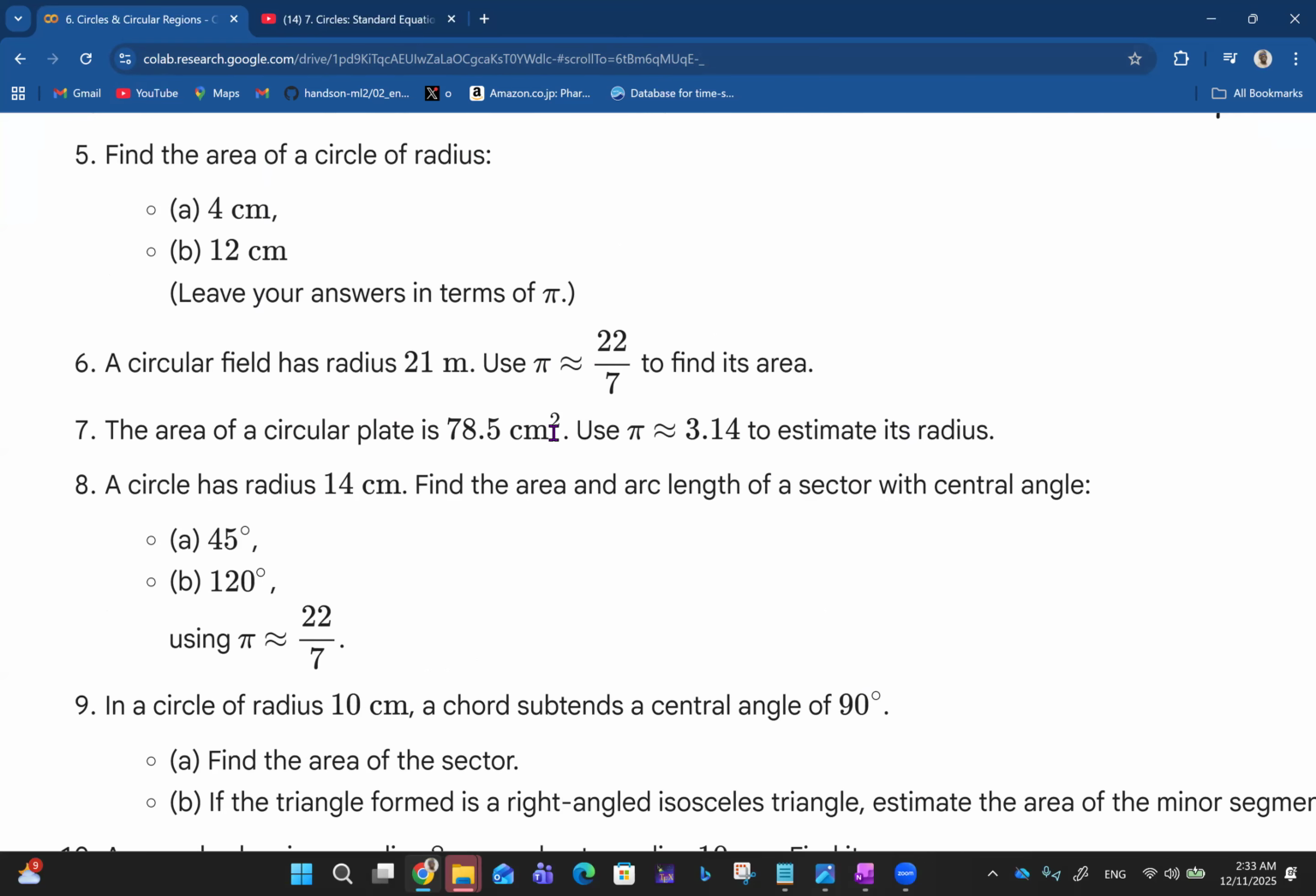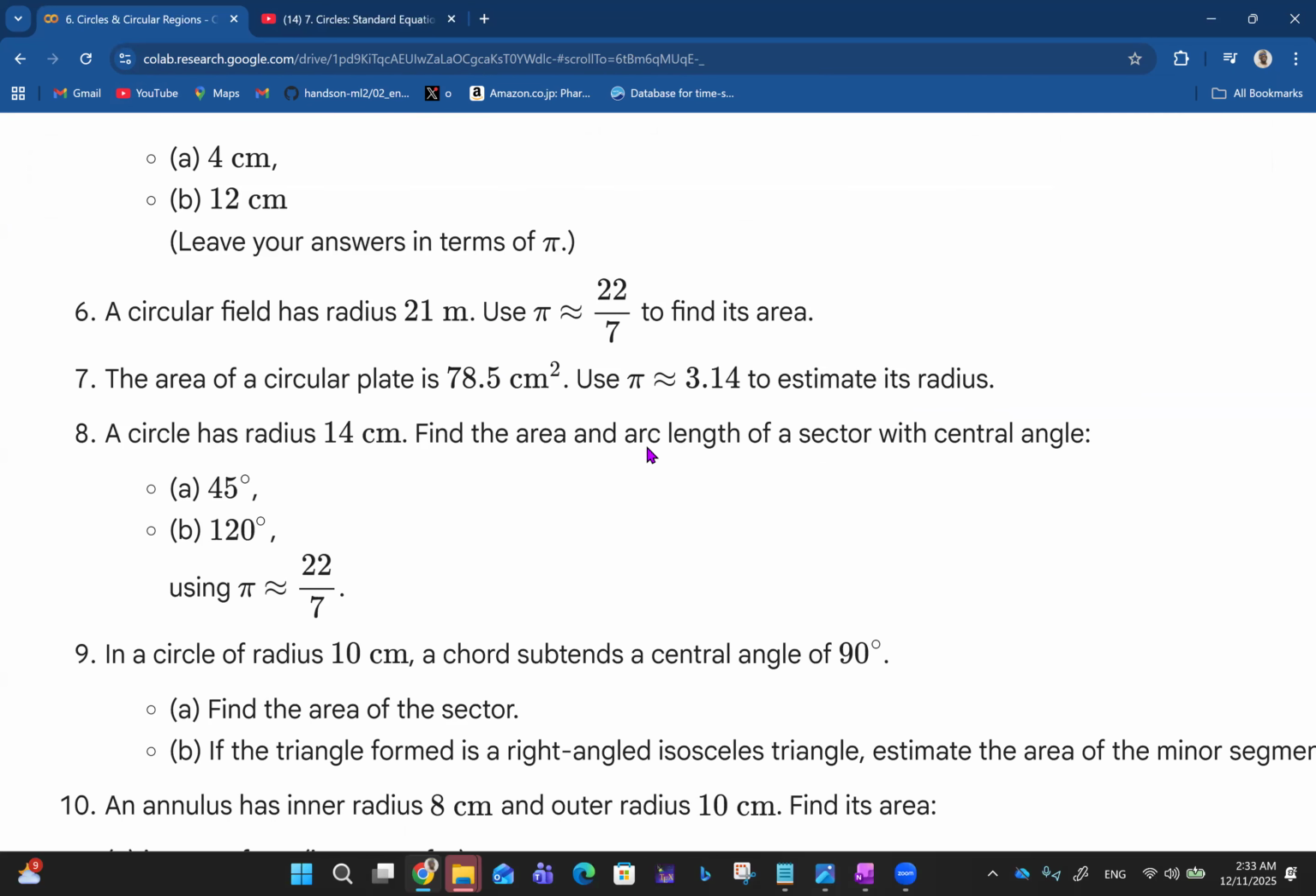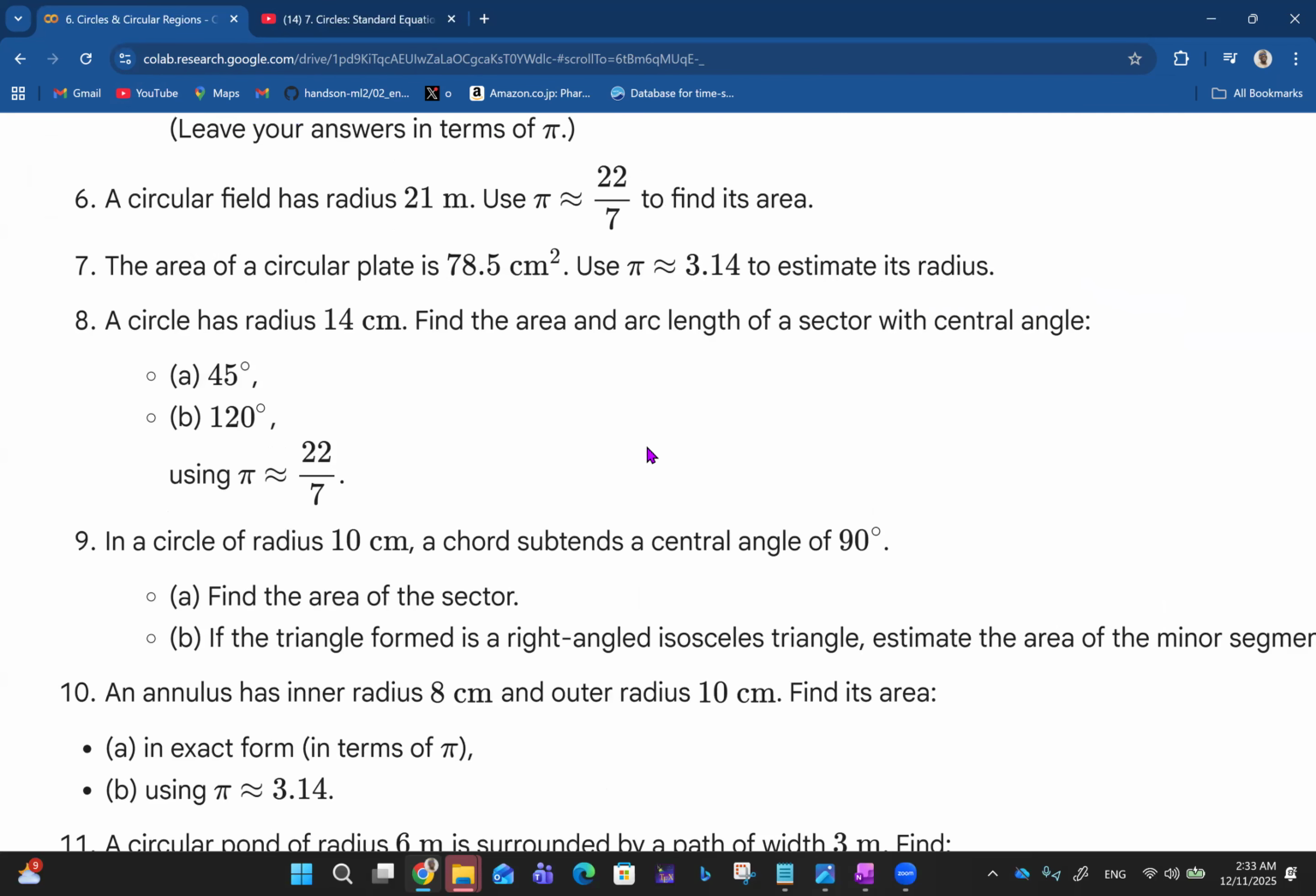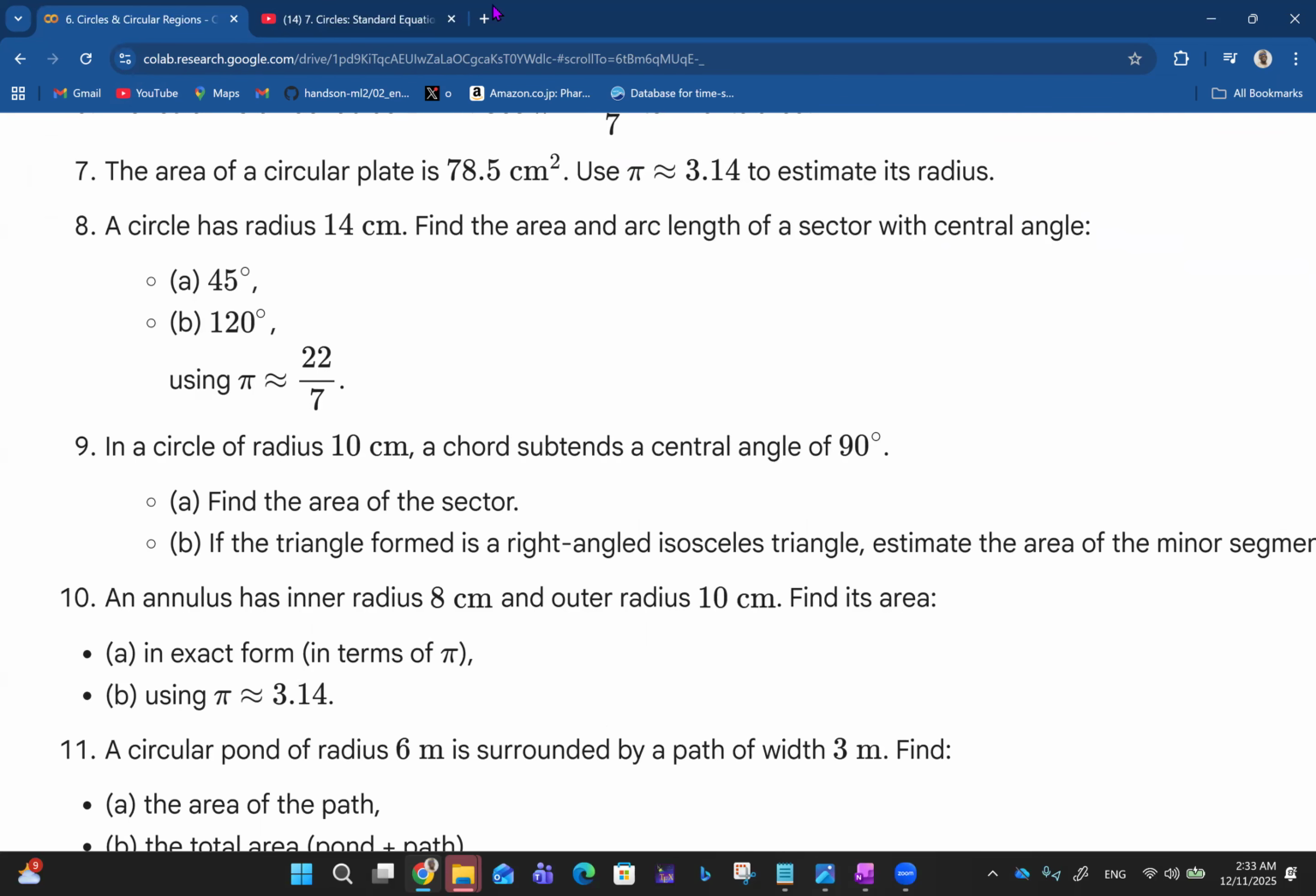The area of a circular plate is 78.5 meters squared. Use pi to estimate its radius. Of course, area is pi r squared. So it means that radius squared is area over pi, and then you divide and take square roots and you're good.